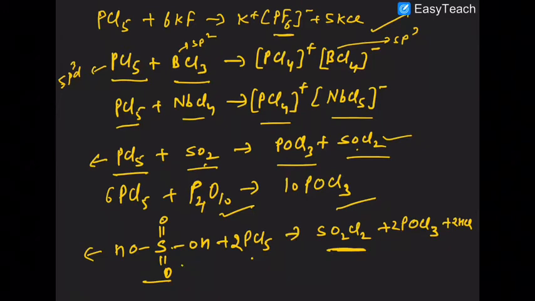So these things should be in your mind always. These are very important reactions and will definitely come in the examination. Similarly, one more important thing: PBr5 and PI5 also exist in ionic form.